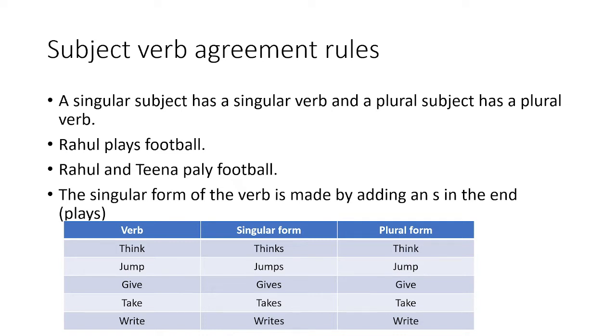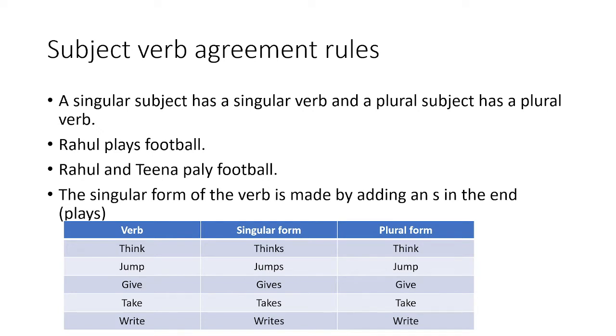Okay, so let's move ahead and learn subject verb agreement rules. Take a look at the diagram below. The basic rule of subject verb agreement is that a singular subject has a singular verb and a plural subject has a plural verb. For example, Rahul plays football. Here Rahul is a singular subject. Therefore, we have used a singular verb, plays.